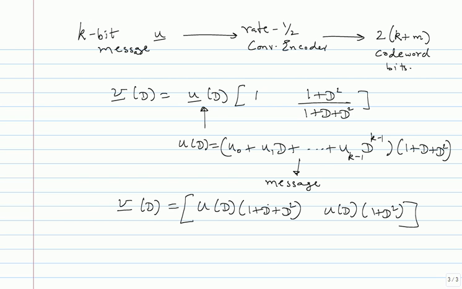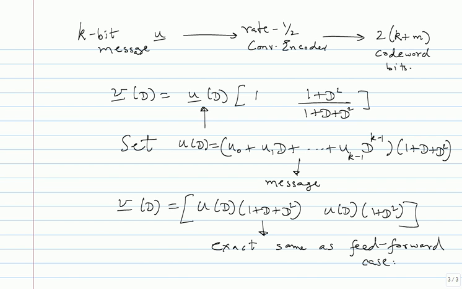So if I set u of d to be whatever message I have times 1 plus d squared and feed it into this feedback encoder, I will get the exact same mapping as I got with my feed forward encoder and the exact same list of code words. So if you set this to be this, it is exactly the same as the feed forward case. That is good to know. But what's the difference? What happens when you set u of d to be something like this?